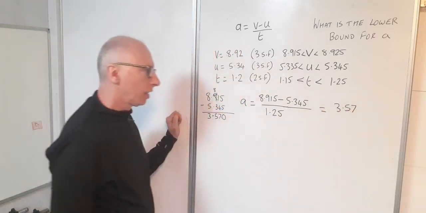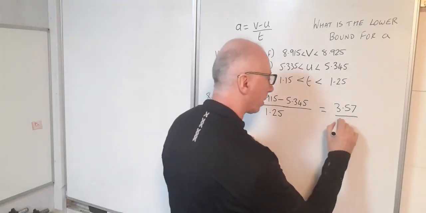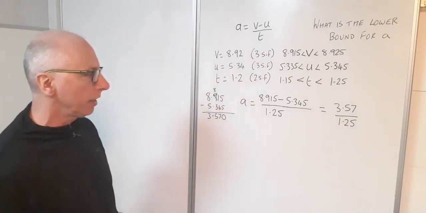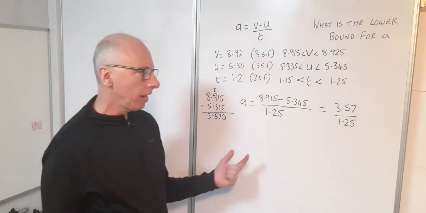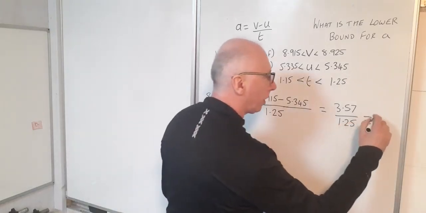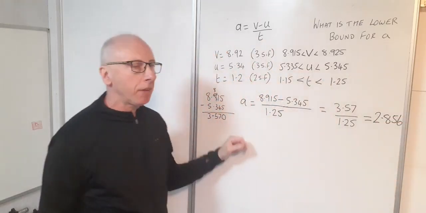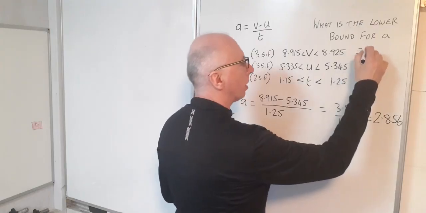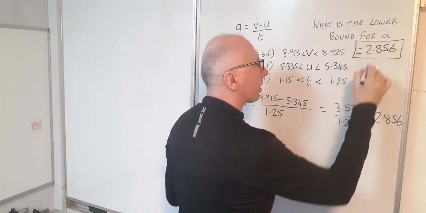3.57 divided by 1.25. Okay. Right. Now what can we get out of that? What's that going to give me? So here I'm going to use a calculator. That's going to give me 2.856. So my lower bound for A is going to be 2.856. Let's put that there and declare that as my answer.